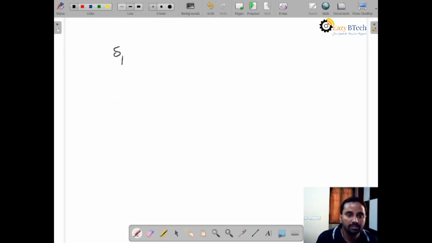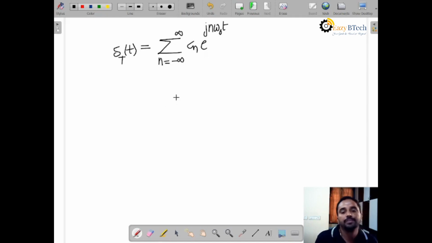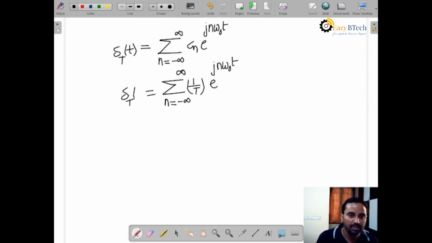del T of t is equal to summation n from minus infinity to plus infinity of cn e to the power j n omega naught t. Now what is cn? It is 1 by T. So summation from minus infinity to plus infinity, cn is 1 by T, and e to the power j n omega naught t. Now we are going to apply the Fourier transform on both sides.